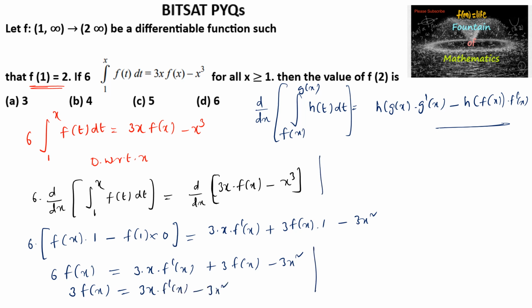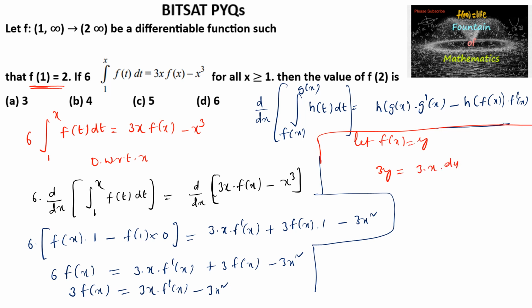So let us substitute or put f of x is equal to y. So we can write 3 times y is equal to 3 into x into dy by dx minus 3x square, or this can also be written dividing with 3x: 3y by 3x is equal to 3x dy by dx divided by 3x minus 3x square divided by 3x.